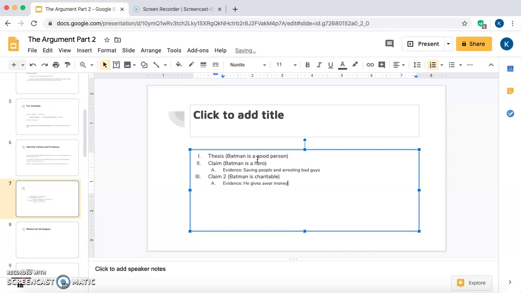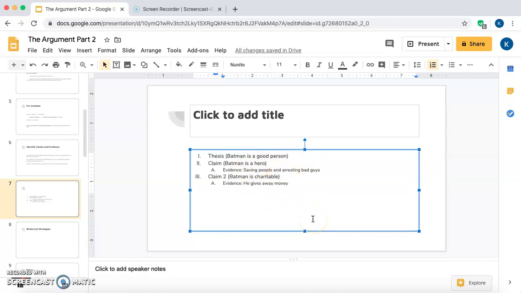And don't cite me on that one. But you get the point. You get the big picture of what's going on: Batman is a good person because he does these things. But this is your first claim, that he's a hero. Well, heroes are good people. Charitable people are good people. And then this is how we prove that he is a hero. Giving away money is how we prove that he's charitable, right?